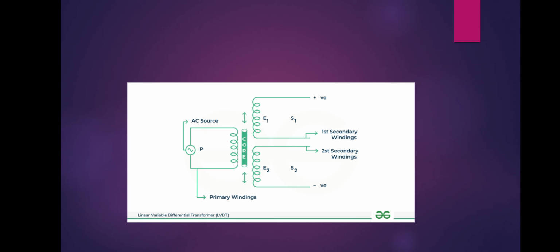These are the construction of LVDT. LVDT consists of a single primary winding and two secondary windings wound on a hollow cylindrical former. The secondary windings have an equal number of turns and are identically placed on either side of the primary winding. This primary winding is connected to an AC current source whose frequency is between 50 Hz to 20 kHz.